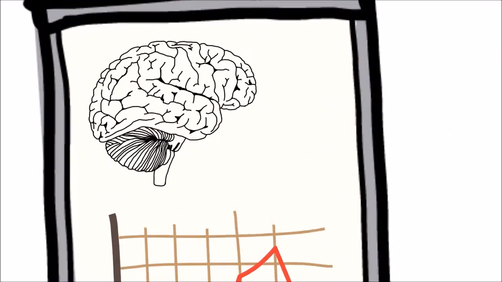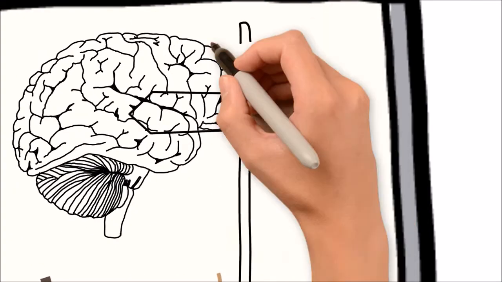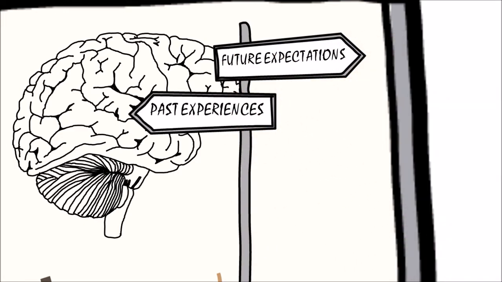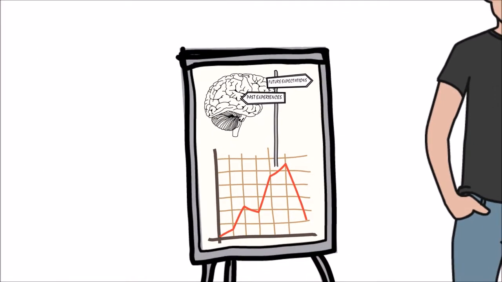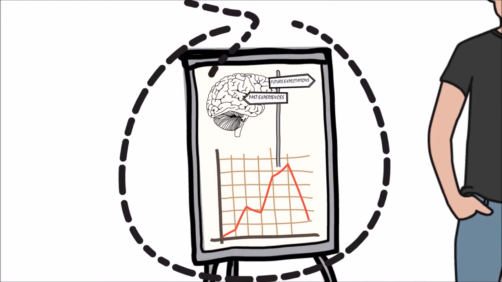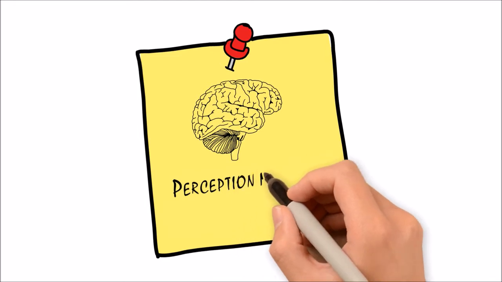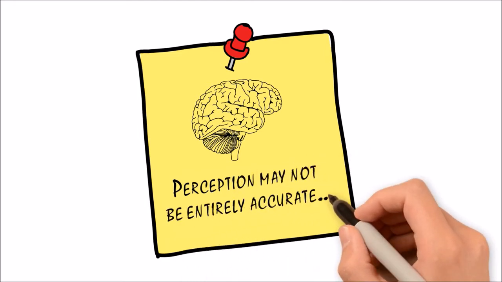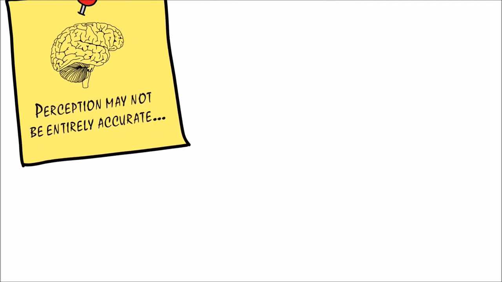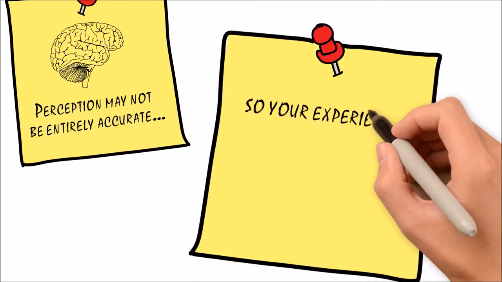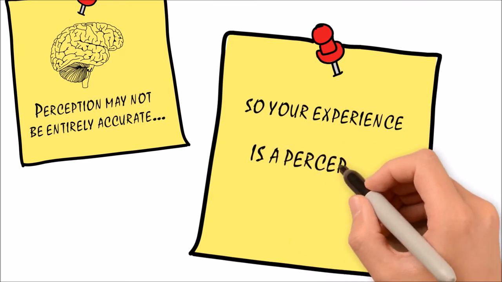It translates the information it receives based on what it has learnt from your past experiences, as well as its expectations for the future, its preferences, and more. You could call this the brain's bias. There is basically a lot of background processing that happens under the radar. So how you, or your brain, sees a situation may not be entirely accurate. That means your experience isn't 100% based on reality, but is instead a perception of reality.